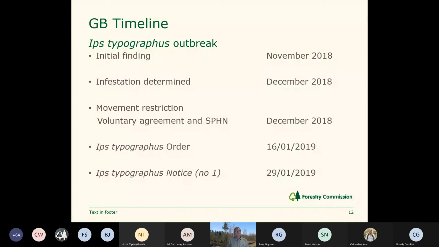Then very quickly, the Ips typographus order was laid and went through Parliament, and that was followed by the notice that supports it. And I'll say a bit more about that legislation, because that really gives us the framework under which we have continued to control the outbreak and support the eradication program.